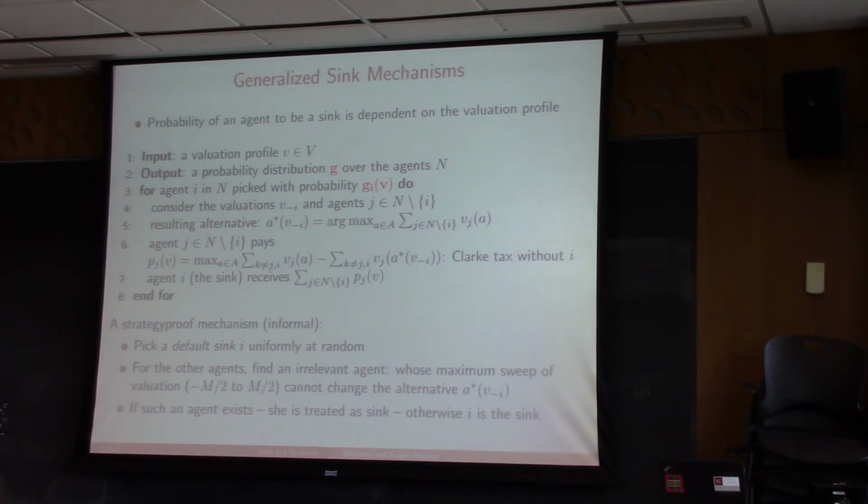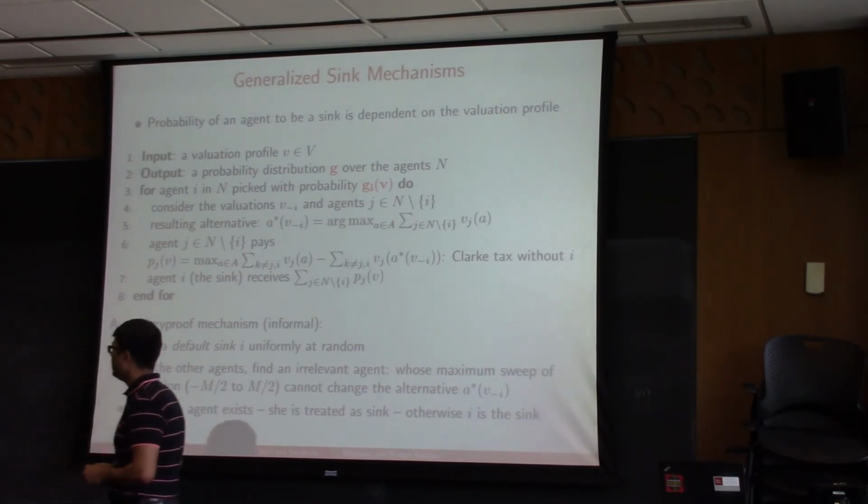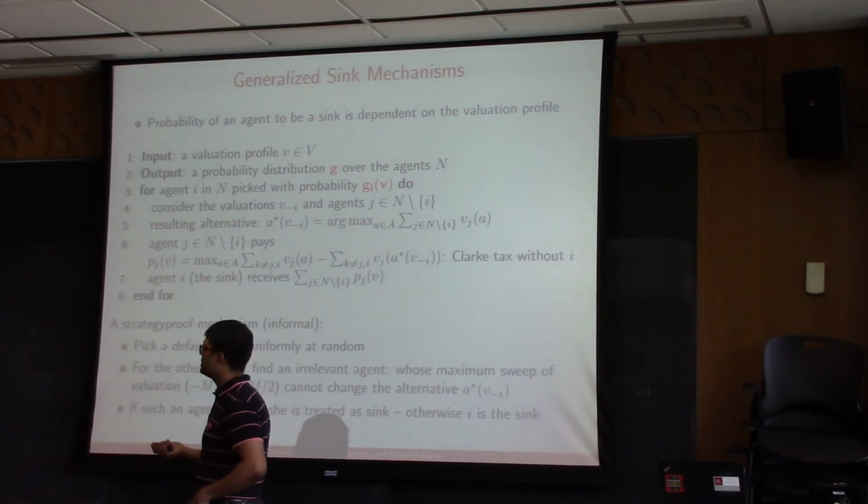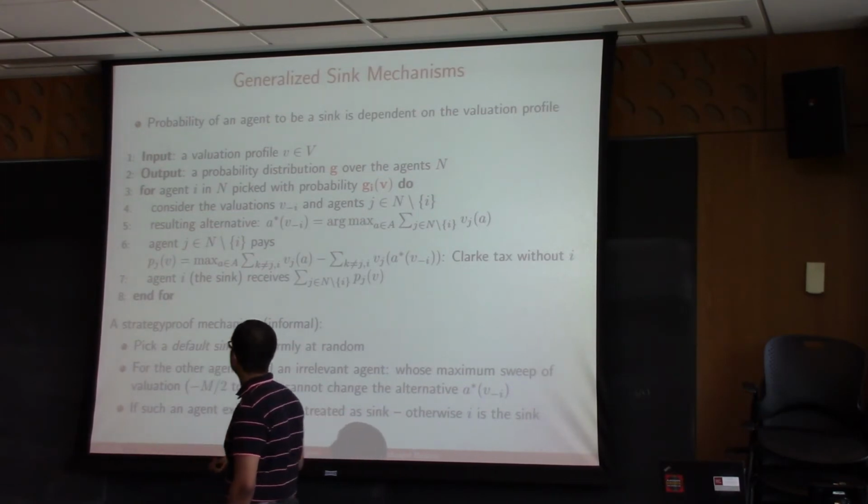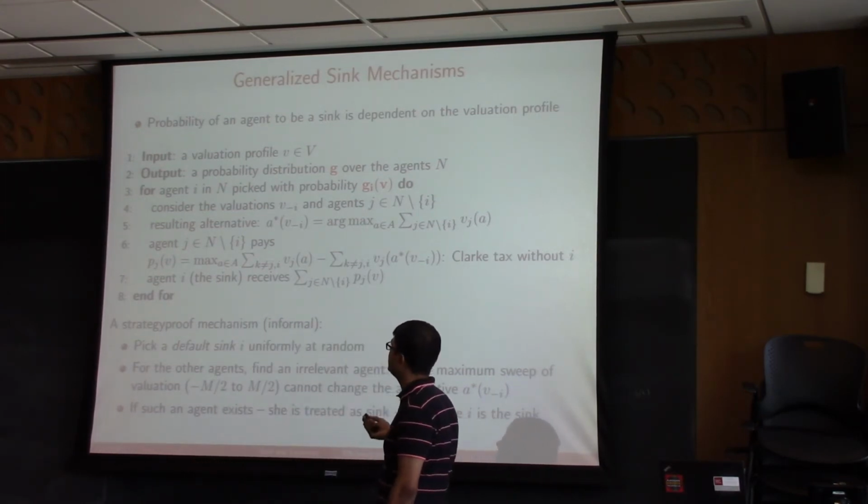But there could be a possibility that there does not exist any such agent, then I choose that default agent as the sink. This is exactly what I have informally presented here. So this is a case where you have a mechanism which is non-trivial and an example of a generalized sink mechanism. And when I pick somebody as a sink, I do the very standard thing: pick the alternative that is efficient without that agent, and then transfer him the Clarke pivotal payment.